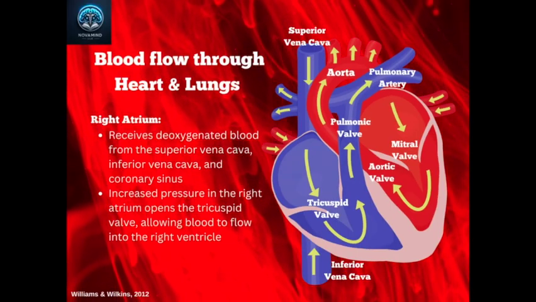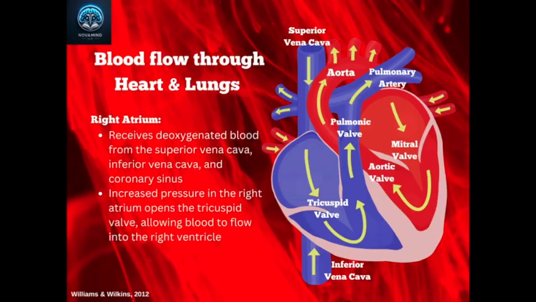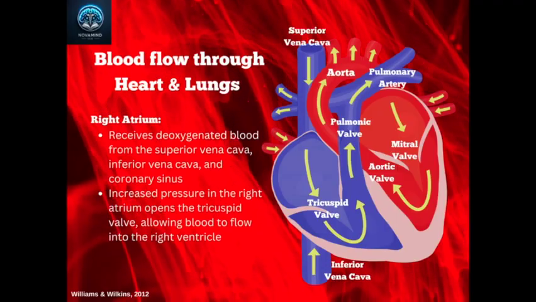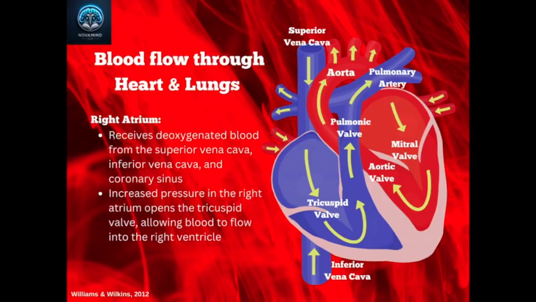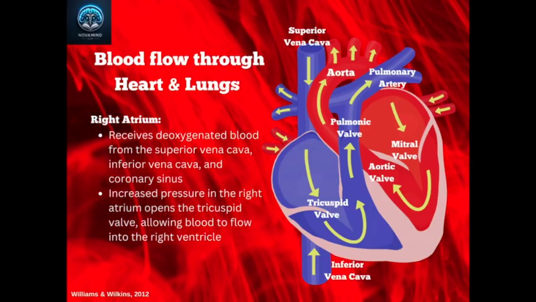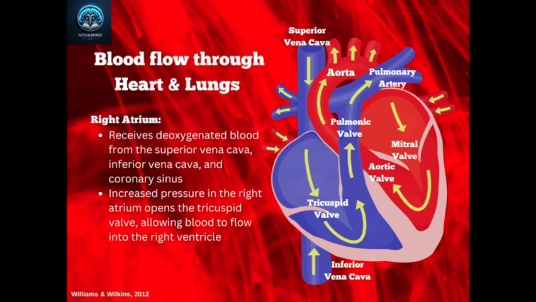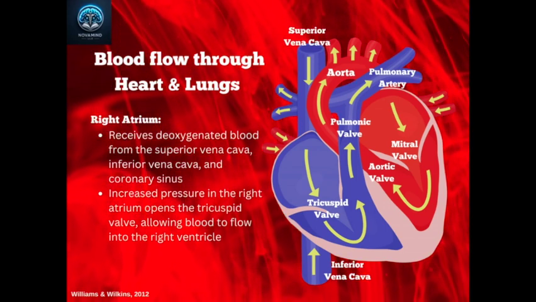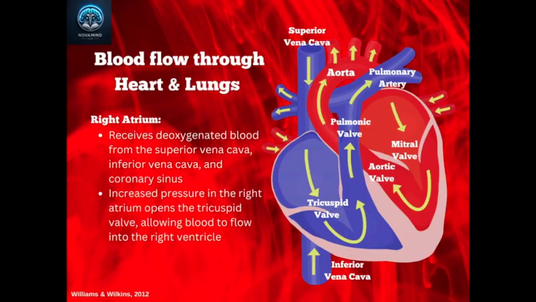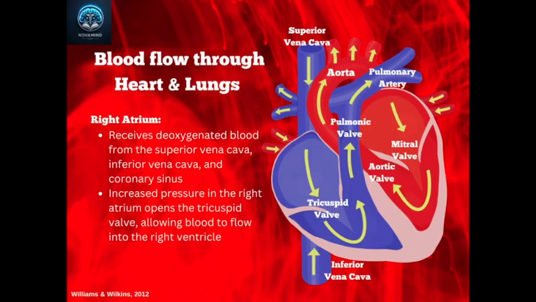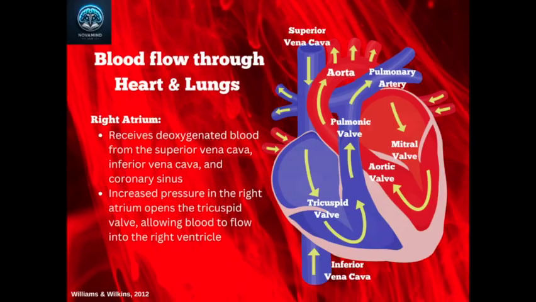Now let's review the blood flow through the heart and lungs. To understand the flow of blood through the heart, we traditionally begin by tracing its journey as it returns from the body through the systemic veins to the right side of the heart. Starting with the right atrium, this chamber receives deoxygenated blood from three major sources: the superior vena cava, the inferior vena cava, and the coronary sinus.